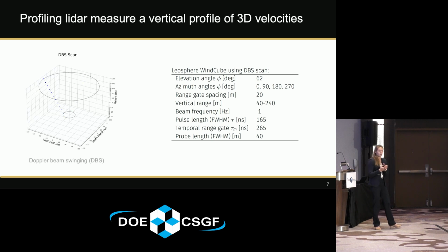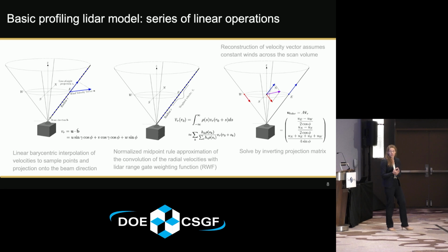We looked at a couple different use cases for LiDAR. The first one is profiling LiDAR, and these are meant to return a vertical profile of 3D velocities, much like we would get from a meteorological tower. We do this by making samples with the LiDAR beam at an incline where we make stops around this cone as shown. We're moving the beam on a cadence of about 1 second, and for this DBS scan, we're stopping at the cardinal directions around the cone. We'll use these measurements to reconstruct a three-dimensional velocity.